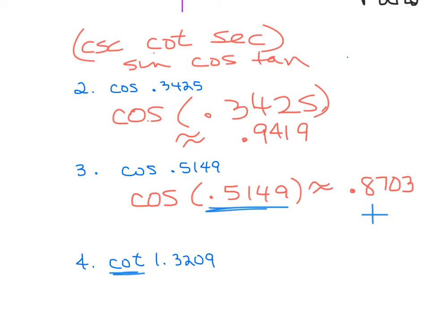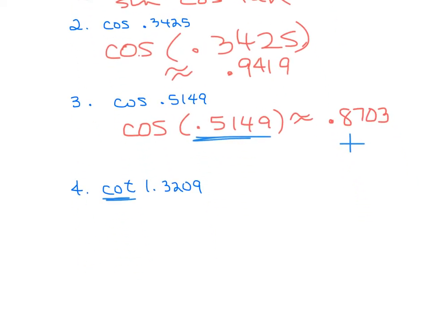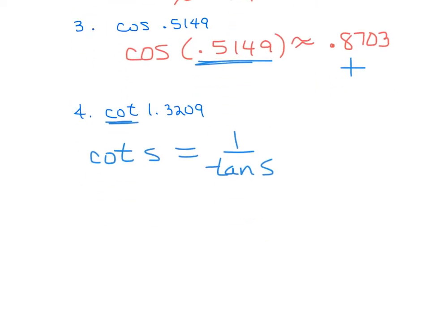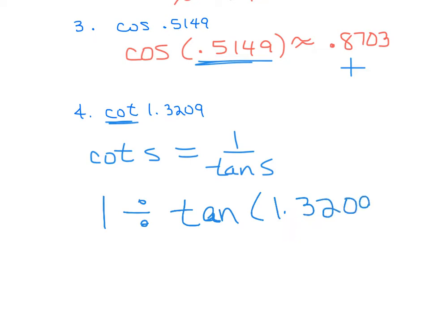The next one is cotangent. Now, we don't have a button that says COT, so this is where we have to use our reciprocals. You need to remember that the cotangent of any radian measure is 1 over tangent. So here I'm going to do 1 divided by the tangent of 1.3209. Hit enter, and you should get 0.2552.